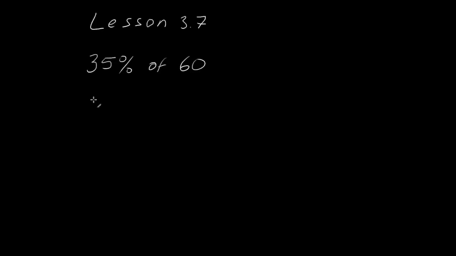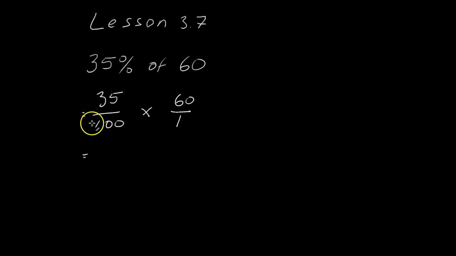The way that we're going to do this is first take the percentage, the 35%, and write it as a fraction. By now you should know that 35% is 35 over 100. When we see the word "of" here, we know we are going to multiply. And we know that 60 is a whole number, so it will be 60 over 1. Okay, that's the first step in solving this.